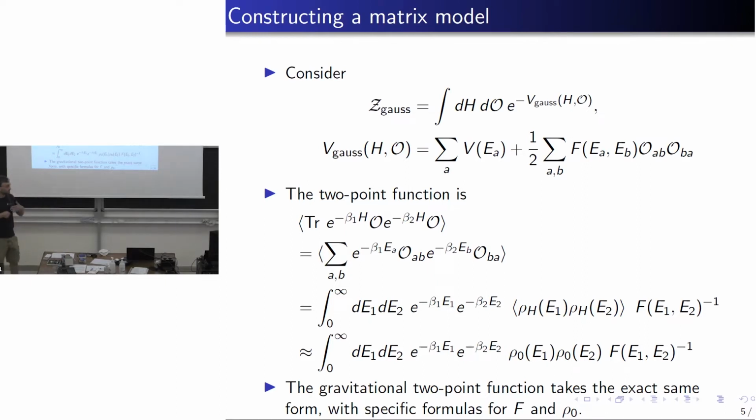So going forward in the talk, the functions f and rho naught are fixed to specific functions that I haven't written here because it's not terribly important. But for those more familiar with JT gravity, rho naught is the sinh square root of E density of states, and f is going to be 1 over a product of gamma functions. Basically, we're just matching our ansatz to the gravitational two-point function.